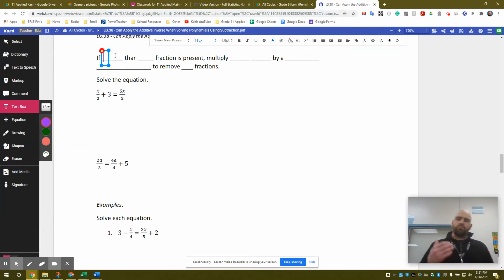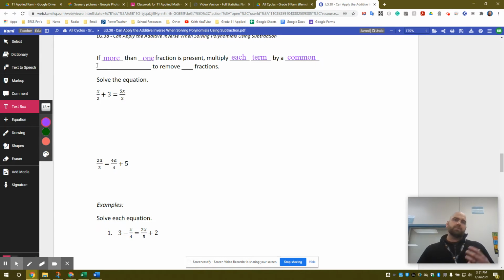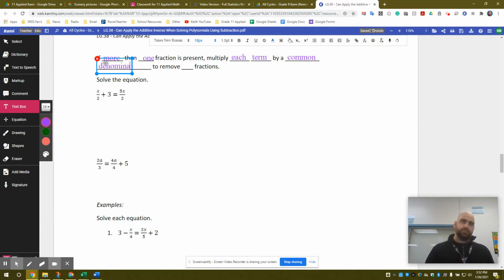So we looked at removing rational numbers or fractions that are inside of a linear equation. We do that by multiplying by the denominator. Now, if more than one fraction is present, what we need to do is multiply each term by a common denominator, which is going to get rid of all of them, to remove all fractions.